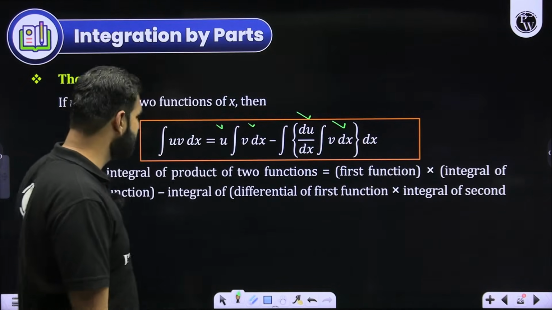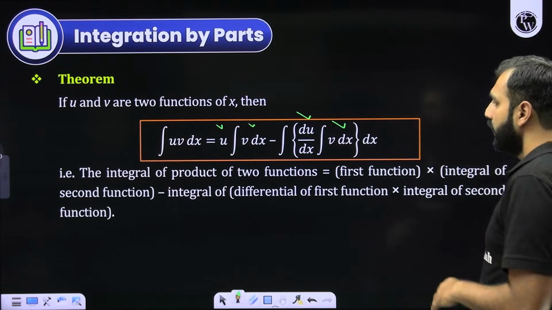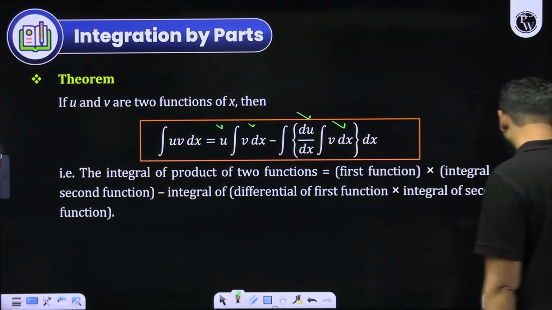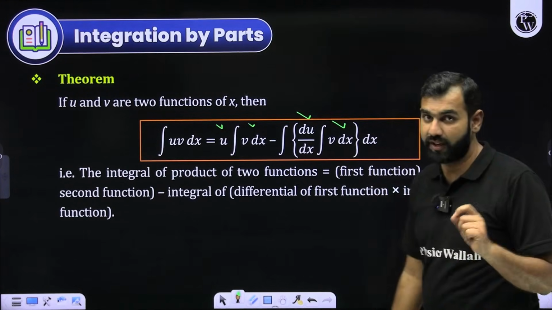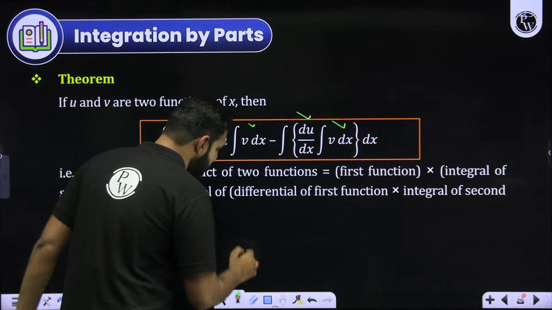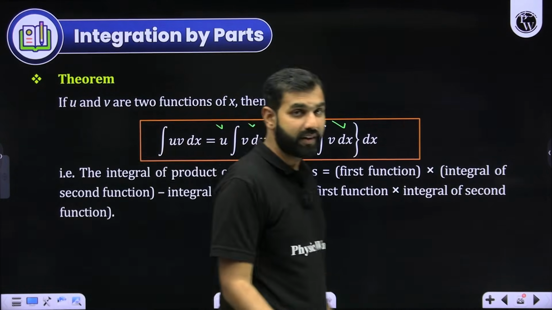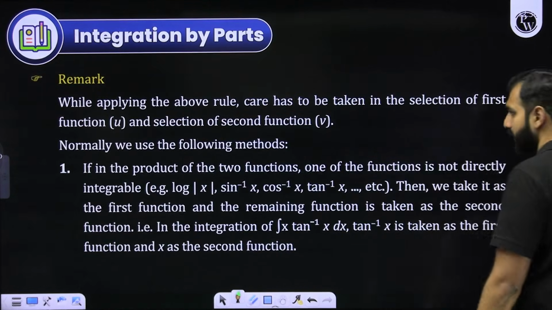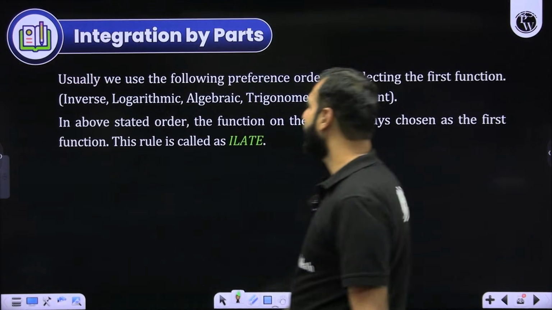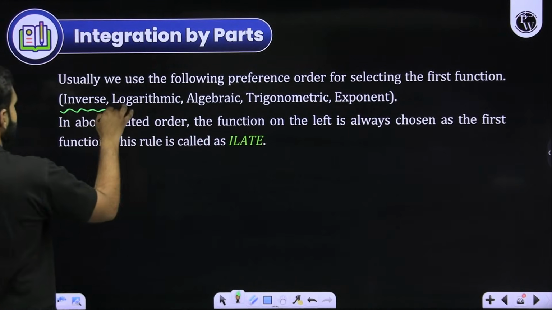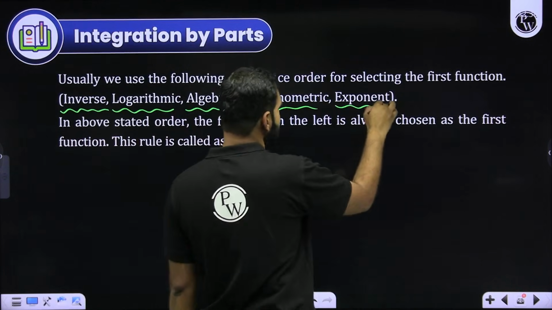This is something which you must have been memorizing since 11th standard if you're preparing for IIT JEE. Now, this is how they are written verbally, but I'll say that choosing the first function and second function plays a very crucial part. And that is done based on the ILATE rule. Now, what does ILATE say? It says that I stands for inverse, L stands for logarithm or logarithmic, A stands for algebraic, T stands for trigonometric, and E stands for exponent.